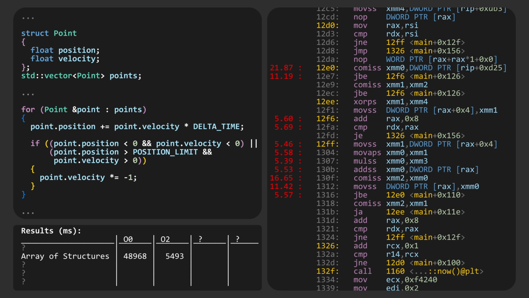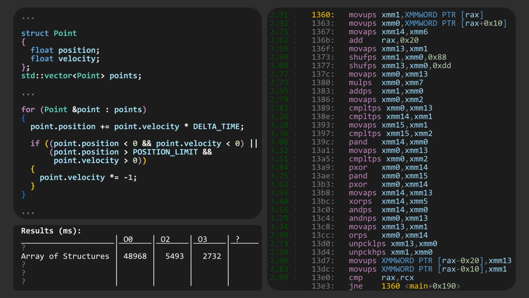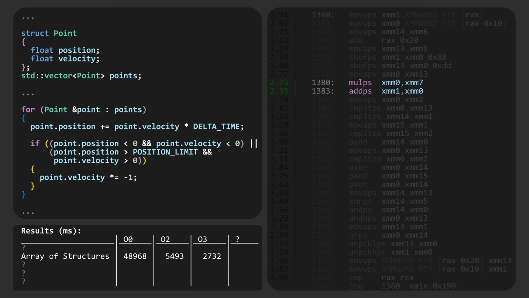Going a step further, we can take a look at one more optimization level with G++'s O3. Somehow the compiler manages to shave off roughly half the time already, so let's take a look at the assembly. We've got quite a bit more relevant information to look at, but if we again focus on our familiar multiply and add, we can see that they are now the packed variants, which simply means that we're taking advantage of processing multiple elements at once.